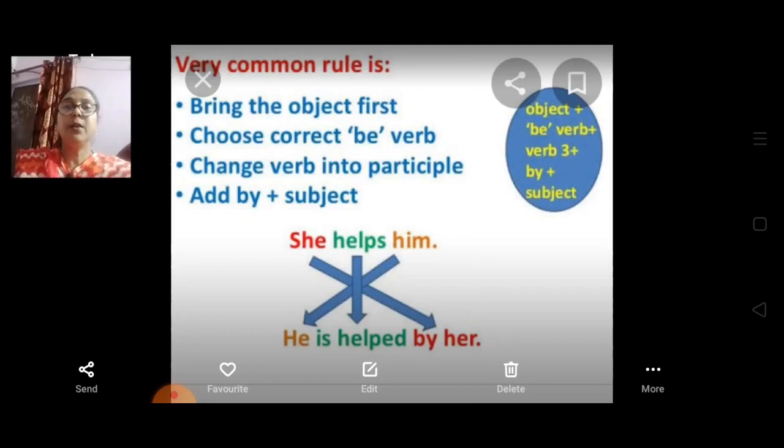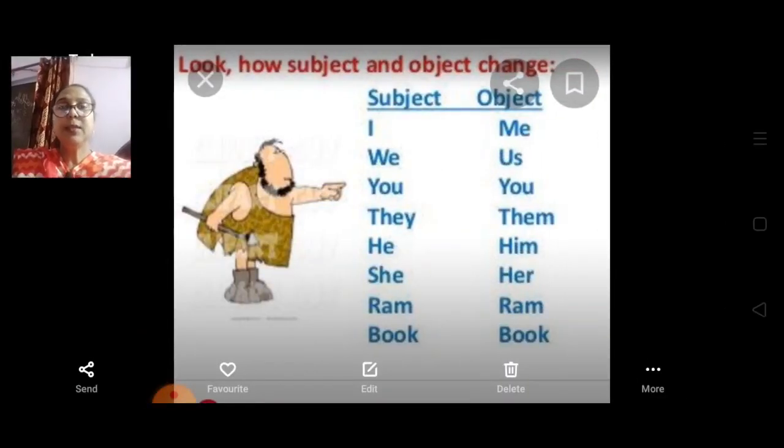This is very important whenever we are making active to passive voice. Now here you can see how the subject and object change. I becomes me, we becomes us, you remains you, they becomes them, he becomes him, she becomes her, Ram remains Ram because it is a noun, and book remains the same because it is a noun. The changes are done only in the pronouns.